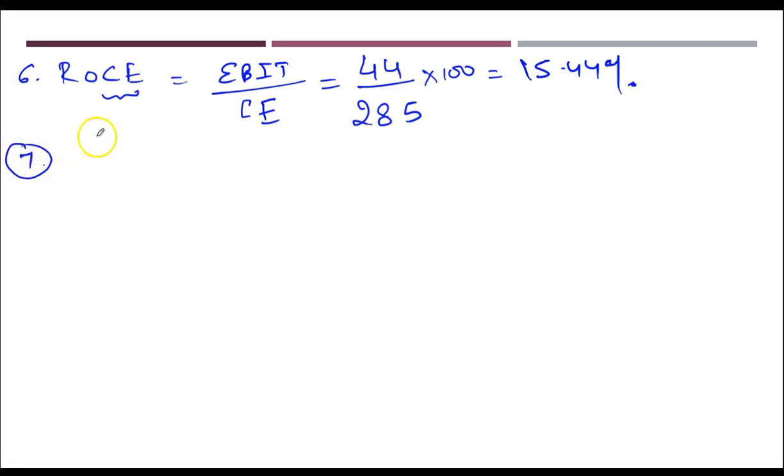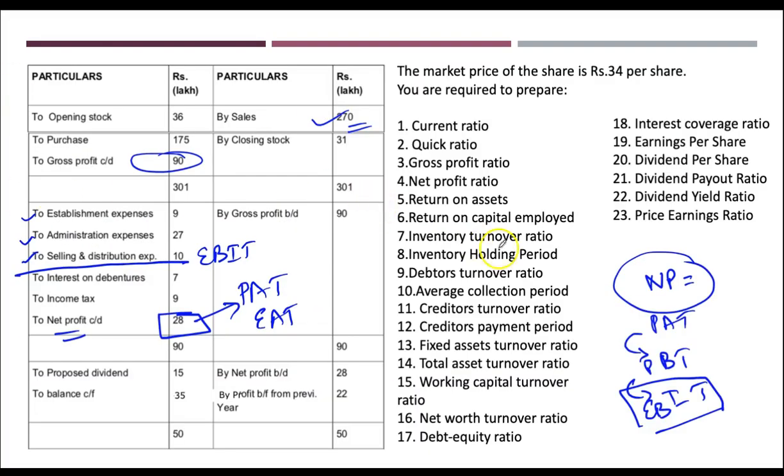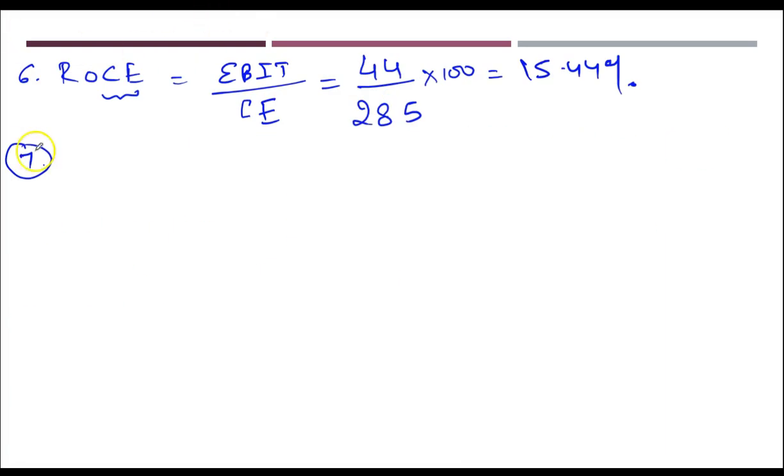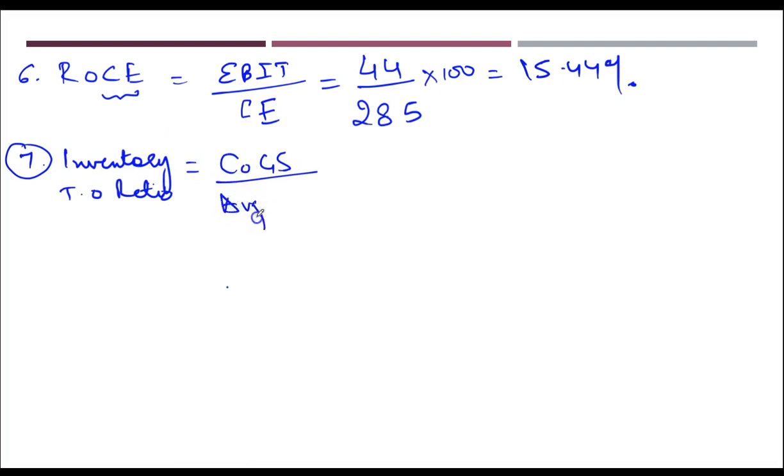Okay. Next we have inventory turnover ratio, or stock turnover ratio, which is equal to cost of goods sold divided by average stock. Okay.